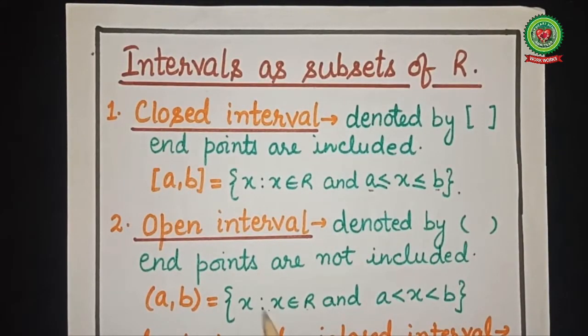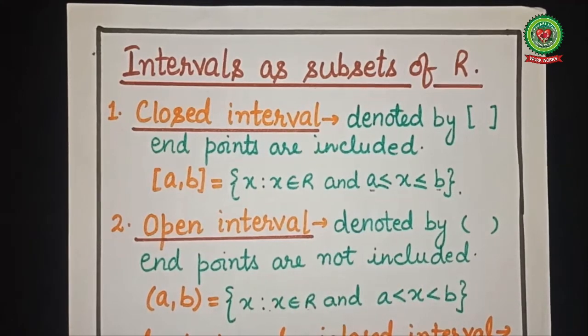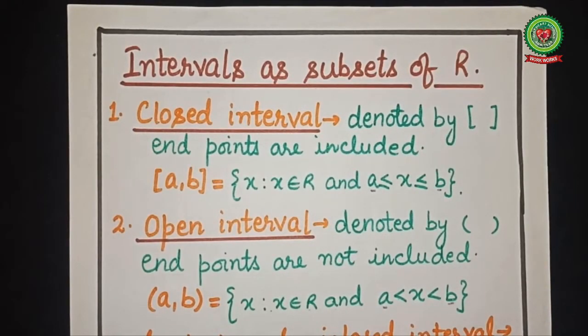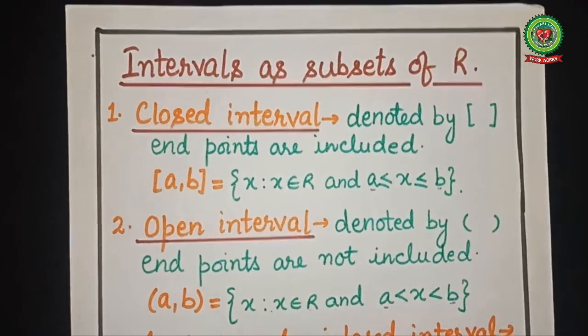Second type of interval is the open interval, denoted by circular brackets, in which endpoints are not included. So, open interval (a, b) is equal to {x such that x belongs to R and x is greater than a and less than b}. It means here endpoints are not included. That is greater than a and less than b, that lies between a and b.